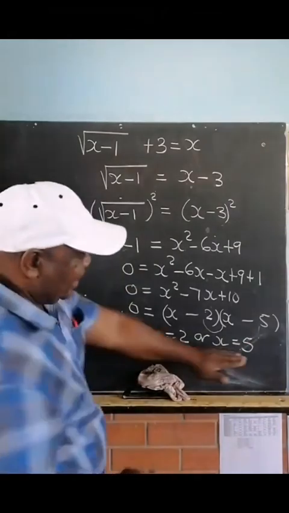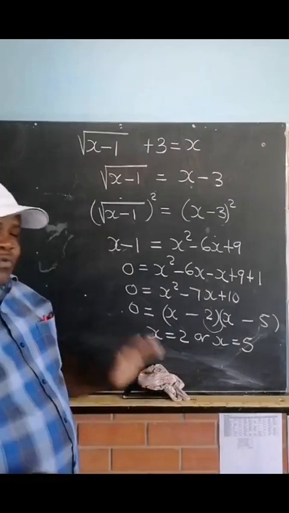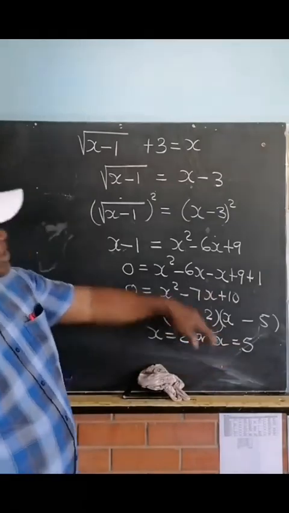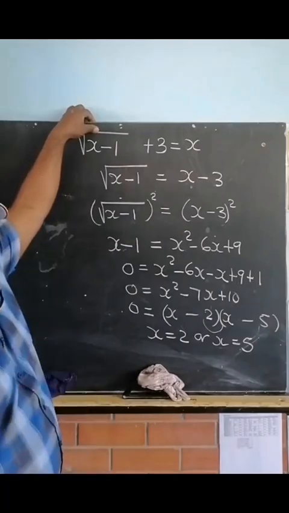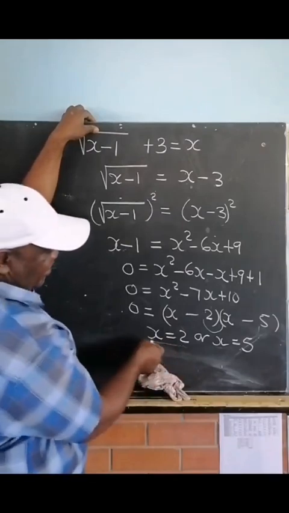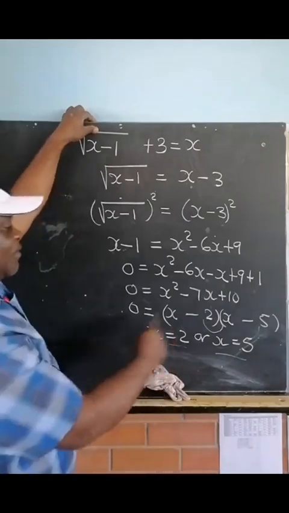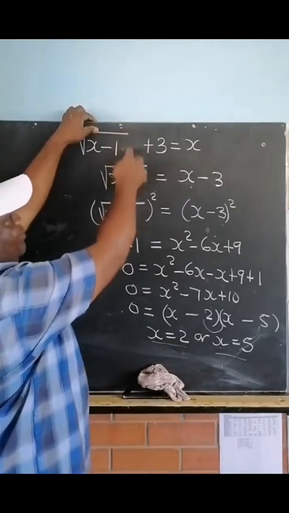This is not the end of the solution. And this is where most learners lose marks. From this stage, if you are dealing with a question involving square root, you must do what is called validation. You validate your answers here. Most likely you are going to find that one of the answers will fail to satisfy the original problem.